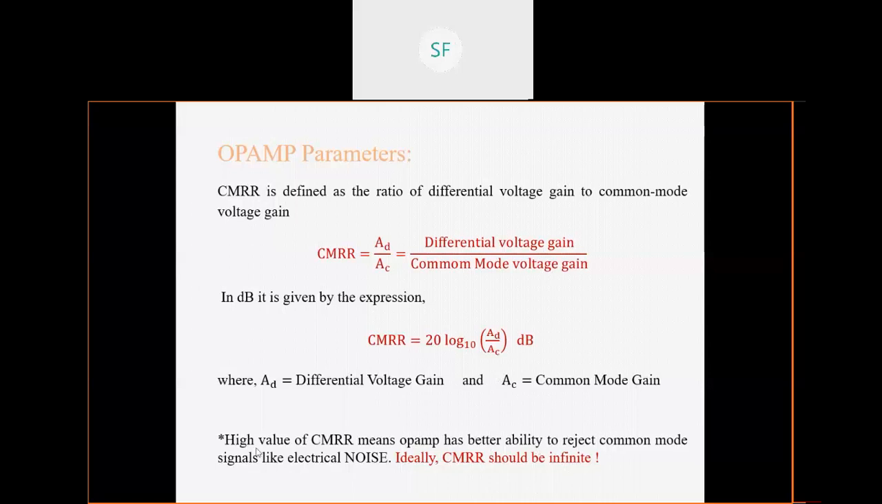Okay, so there is just one note for you: a high value of CMRR means the op amp has better ability to reject common mode signals like electrical noise. So ideally CMRR should be infinite. This is a very nice concept, and generally it can be asked for 2 to 3 marks. Also, this is a very important viva question regarding op amp. Okay, so then we will move ahead.